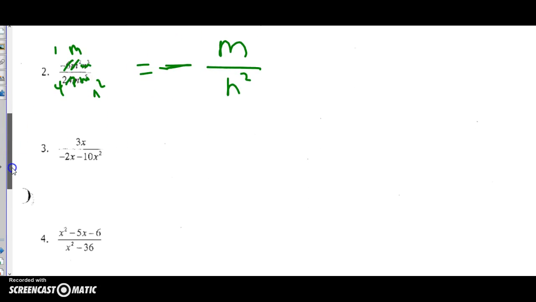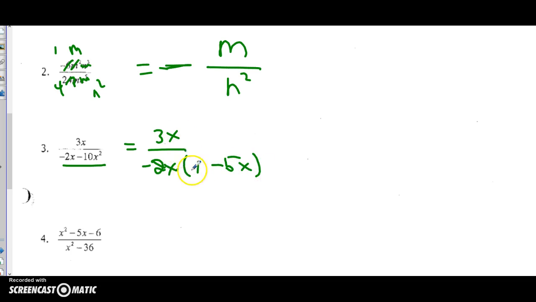Sometimes things get a little more complicated. So for example, you look for a common factor. On the bottom, I will factor out an x, or a negative x, or a negative 2x actually, and I can be left with 1 minus 5x. And when you common factor, you look to cancel out after factoring. So I have an x here and an x here, and that just becomes 3 over negative 2 times this.